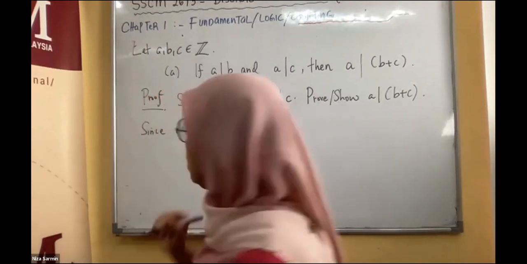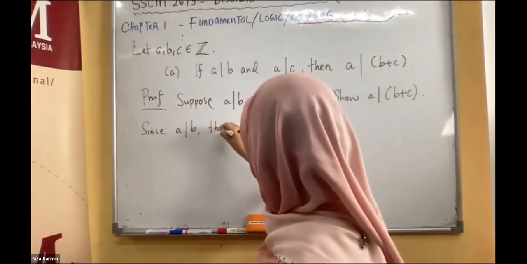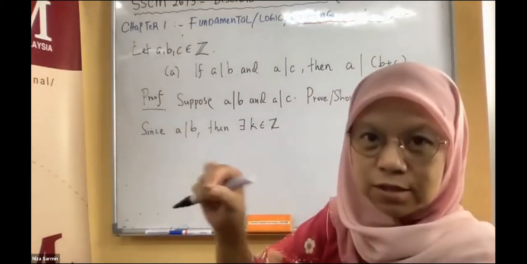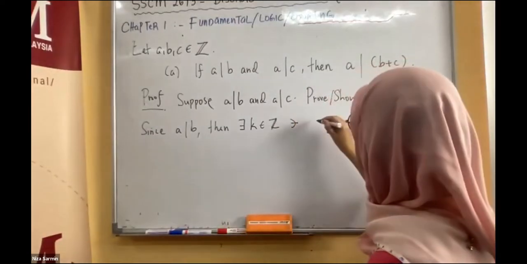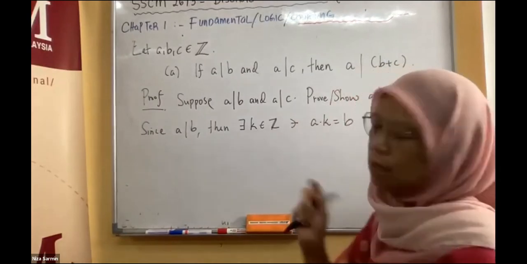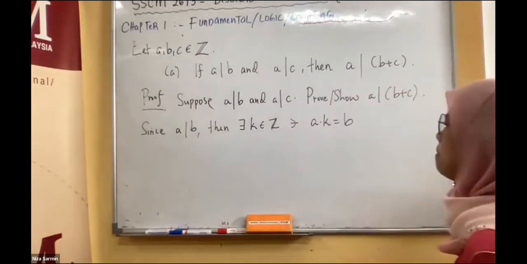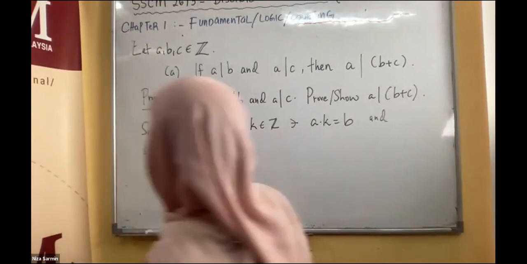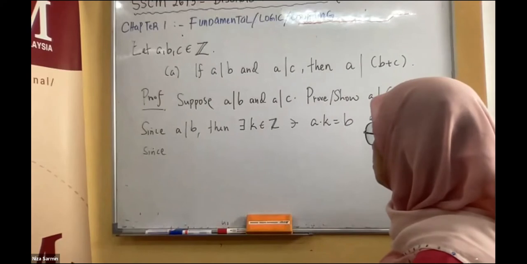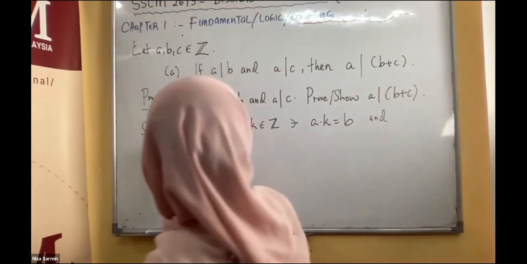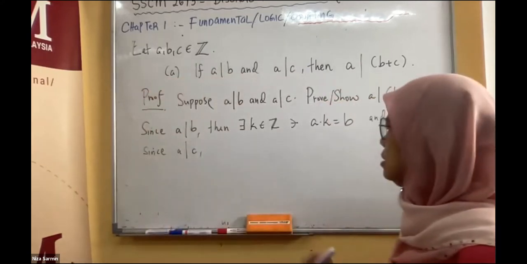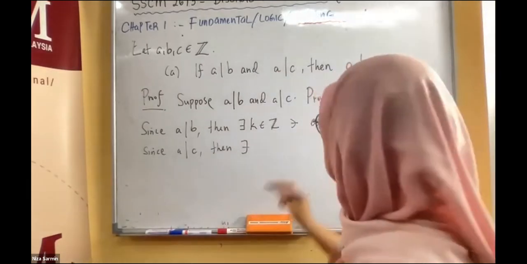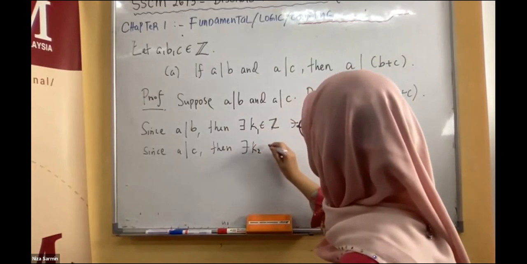Since A divides B, then there exists K in Z. You can write in words or you can write in symbols such that A times K is B. A times K or K times A is okay. And since A divides C, then I don't want to use so many letters, so I just use K1 and K2.